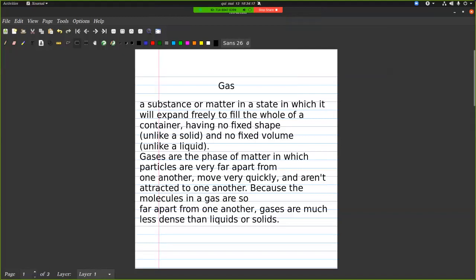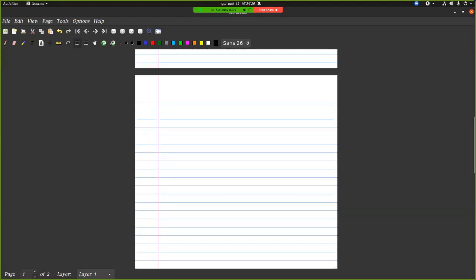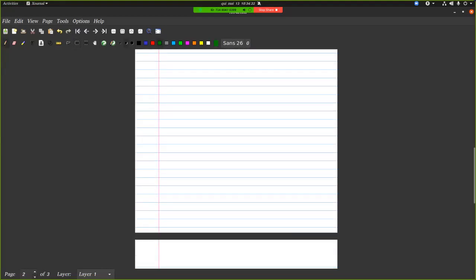Because the molecules in a gas are so far apart from each other, gases are much less dense than liquids or solids. Okay, so if we had a container, let's say it's a box. This is totally not a box, but okay.